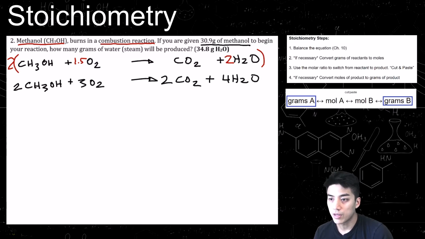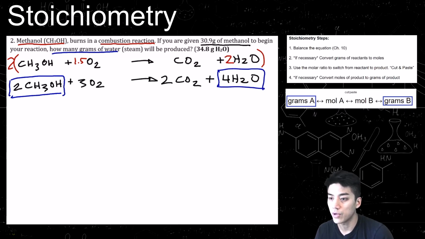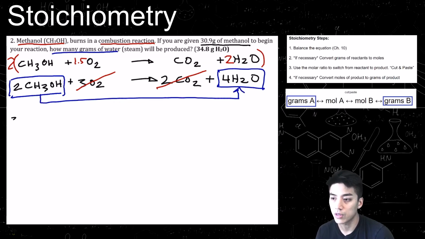So we are given 30.9 grams of methanol. I'm going to go ahead and box methanol. This would be my grams of compound A. And the problem is asking how many grams of water will be produced. So I'm going to box water, and that would be my compound B. I can then cancel out any of the stuff that will not be needed in this problem. So we are going from grams of A to grams of B.